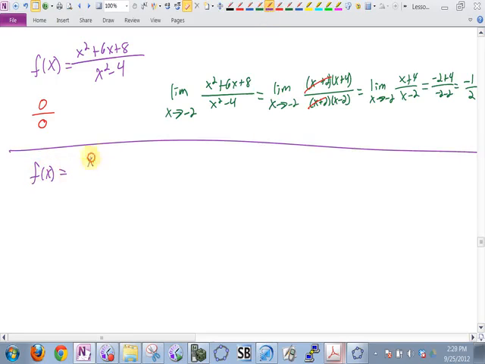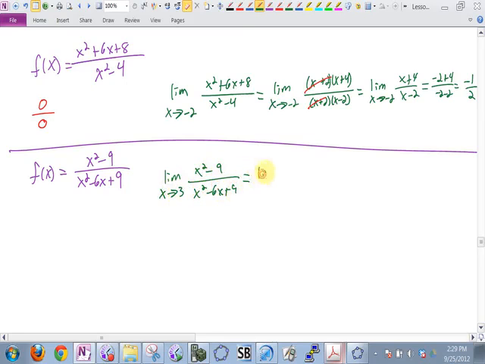Let's do x squared minus 9 over x squared minus 6x plus 9. Can you find any numbers that make both the top and the bottom equal to 0? 3. So let's evaluate this limit. What is the limit as x approaches 3 of x squared minus 9 over x squared minus 6x plus 9?